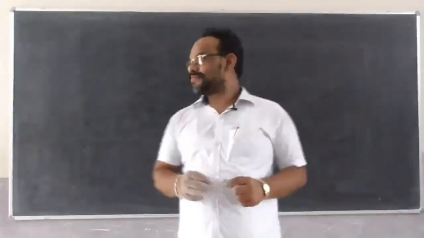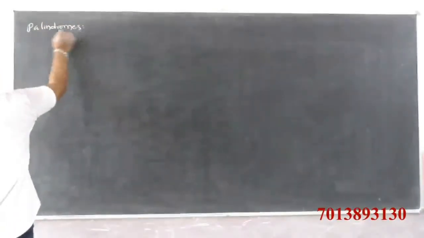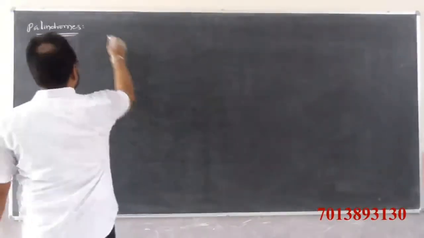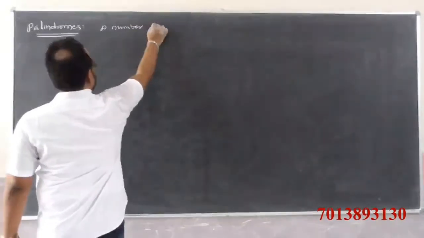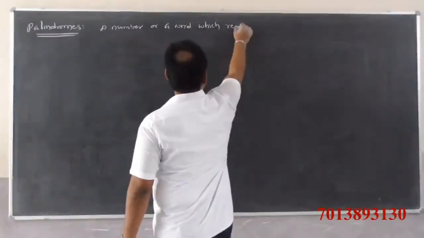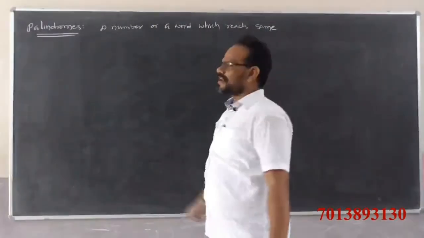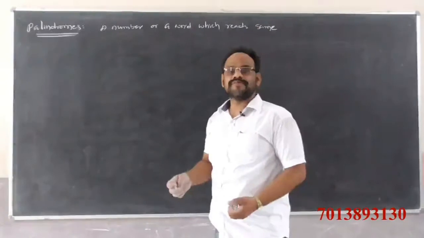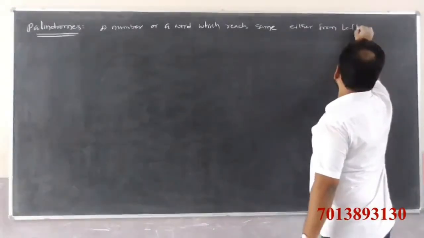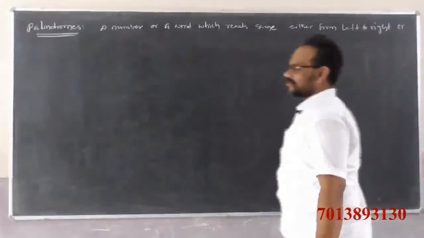Next, palindromes. Palindromes means a number or a word which reads the same either from left to right or from right to left.